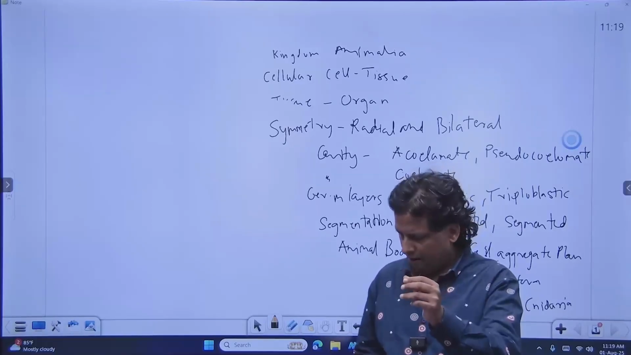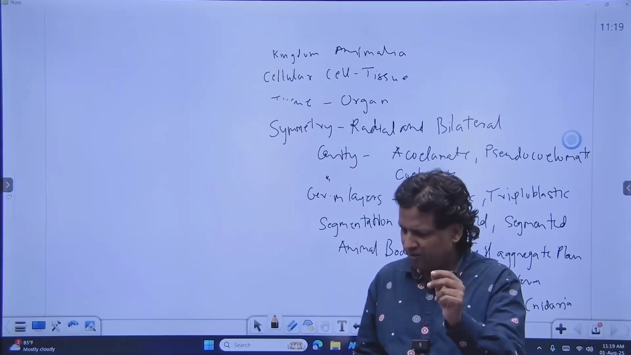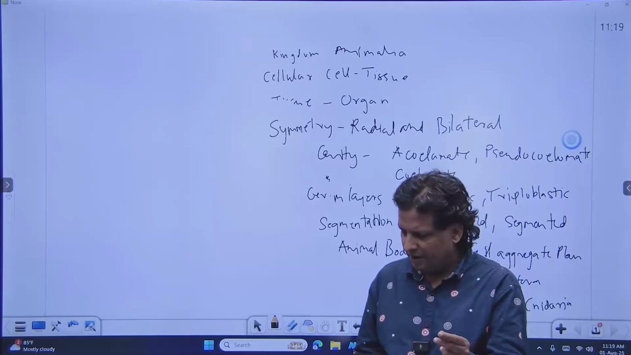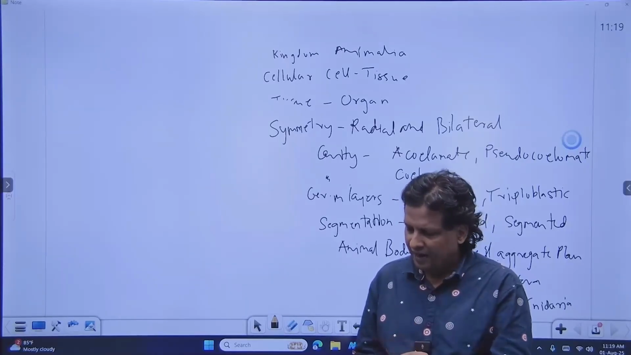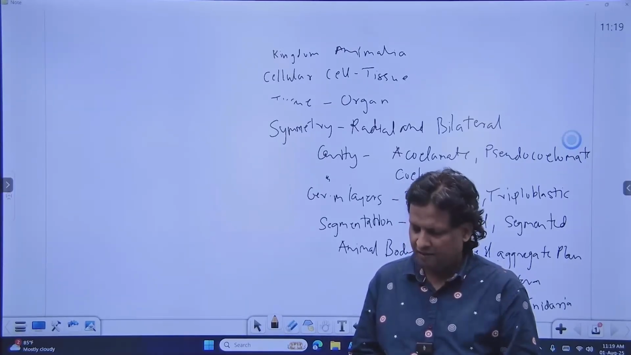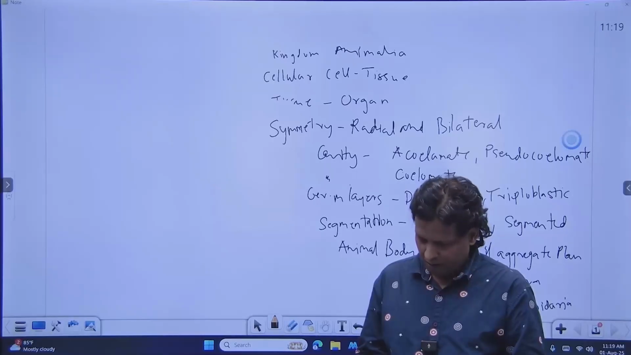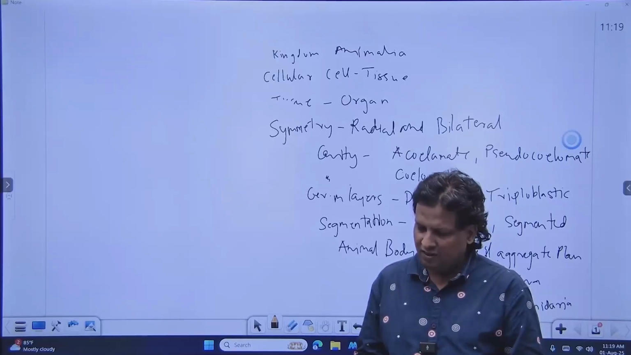Mouth is, for example in fish, seen on the front side, upper side, and anus is present at the two separate ends of the digestive system. From Annelida onwards, all phyla show this body plan.